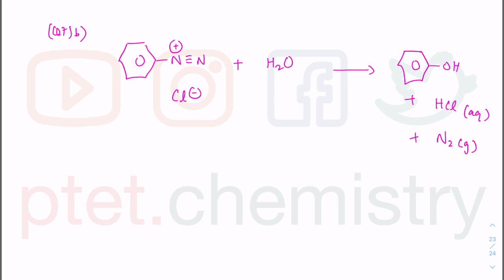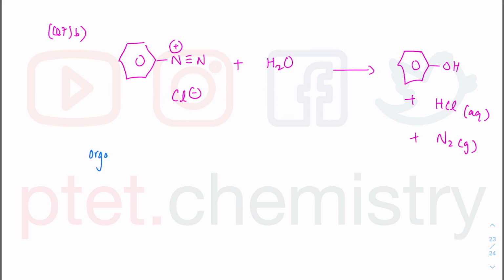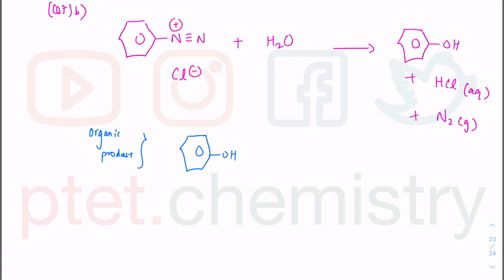They said draw the structure of the organic product. I have done the full balanced equations, but the organic product is definitely just phenol. So you just need to draw the phenol. My phenol is really ugly, so let me try that again. Still pretty ugly, but anyway, I'll live with it. That was B part 1.